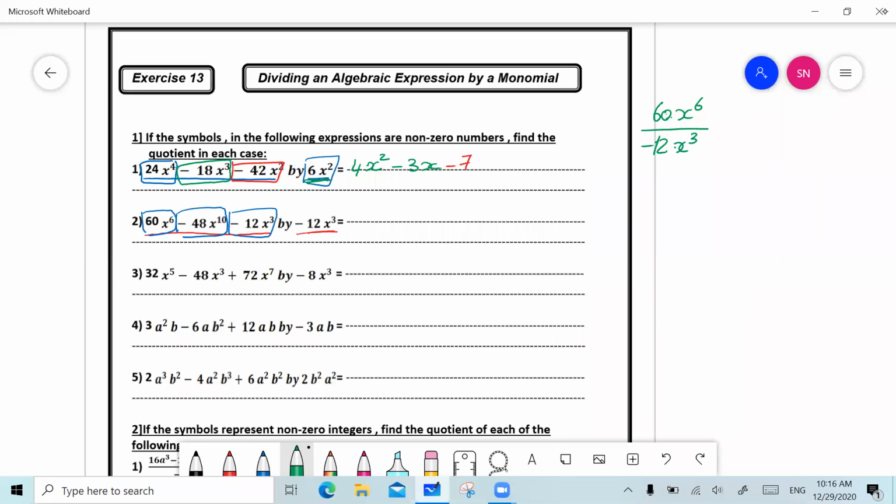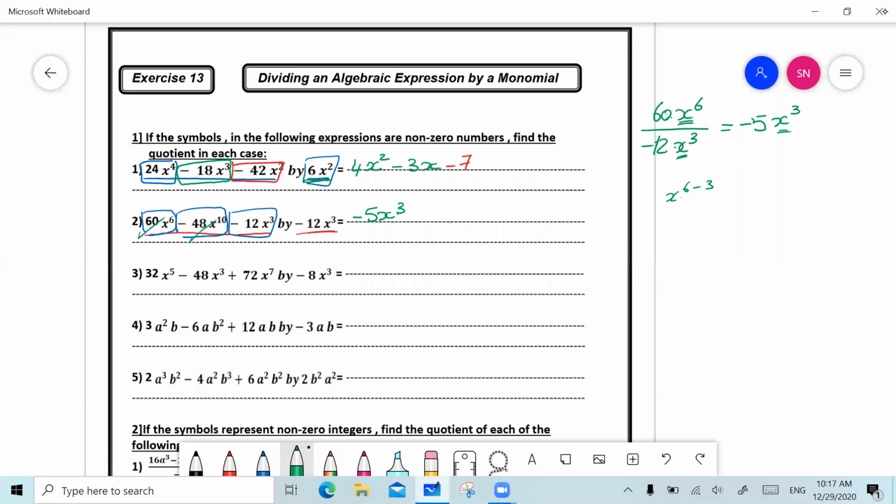Go first and divide the coefficients. 60 divided by negative 12 is equal to negative 5. And I have the same variable, so when I am dividing them together, I am going to subtract the powers. It's going to be x to the power of 6 minus 3, which is x to the power of 3. So the first term I have in the quotient is negative 5x to the power of 3.